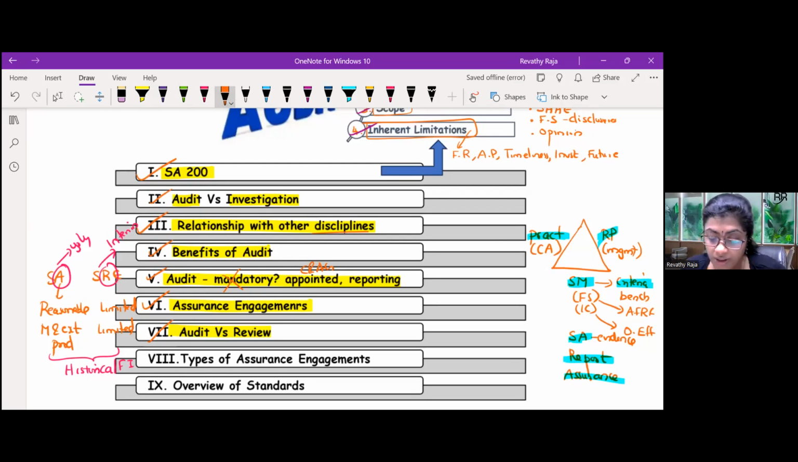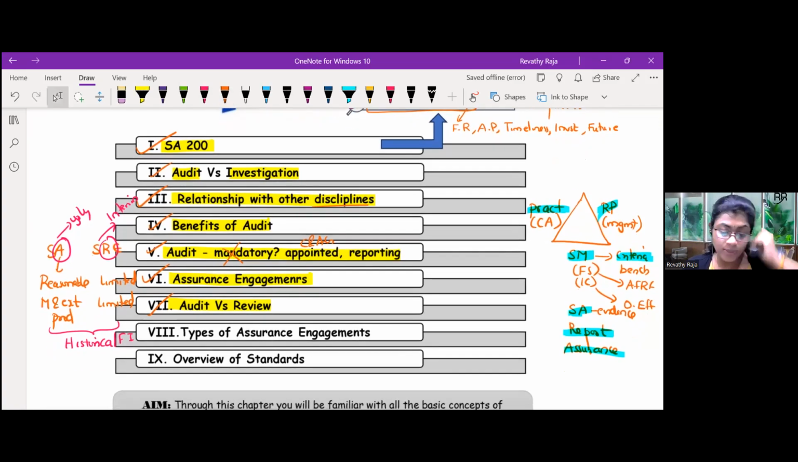Now, different types of assurance engagements. Generally, we have reasonable assurance engagements and we have limited assurance engagements. Reasonable assurance is audit. Limited assurance we give in case of review. In reasonable assurance, we are doing extensive and more procedures, whereas here, as the name itself says, fewer procedures. Here we obtain sufficient and appropriate evidence, whereas here, limited conclusions.